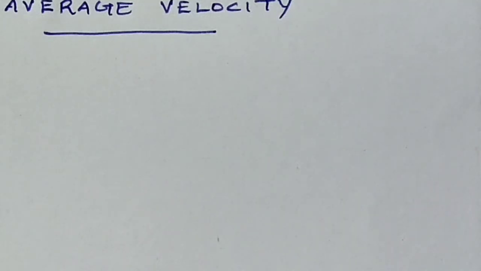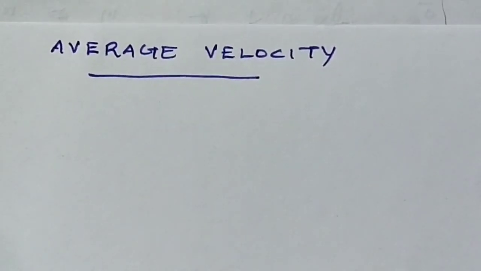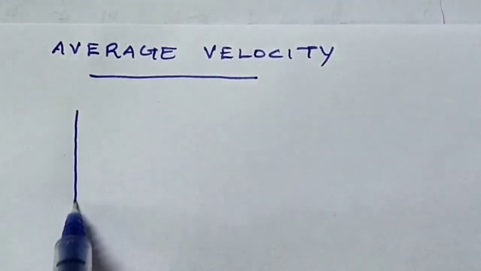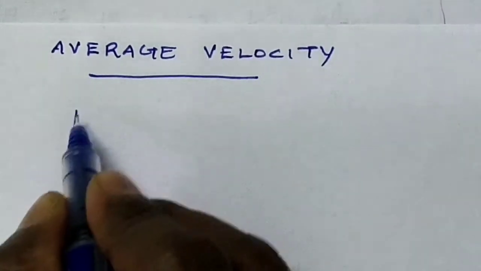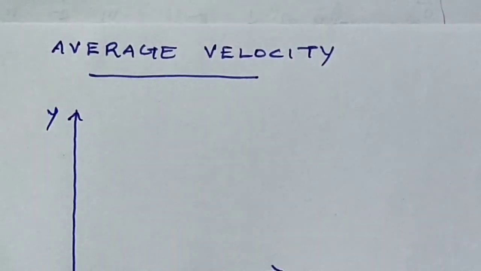Hello one and all. Today we discuss the topic average velocity. Here, consider a particle initially located at a point P having the position vector R1. We are using two dimensions, so that is the x-axis and that is the y-axis.